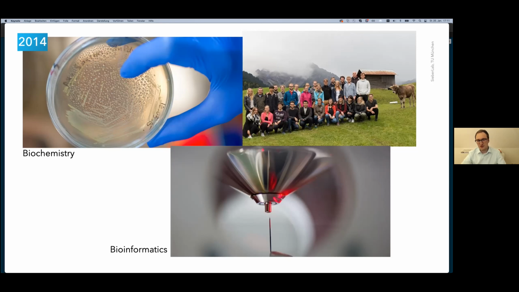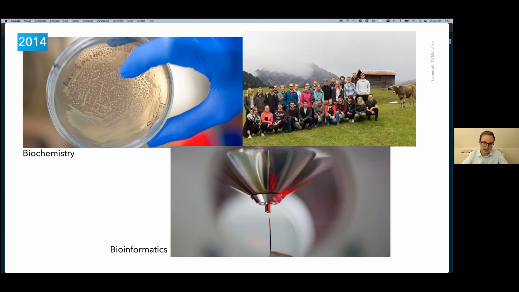And the bioinformatics part was really important here, because such mass spectrometers, they produce a huge amount of data. And at that time, we just analyzed the tip of the iceberg here. And there was so much more information in the data that we couldn't see. And so we developed scripts and new methods to mine these data sets.